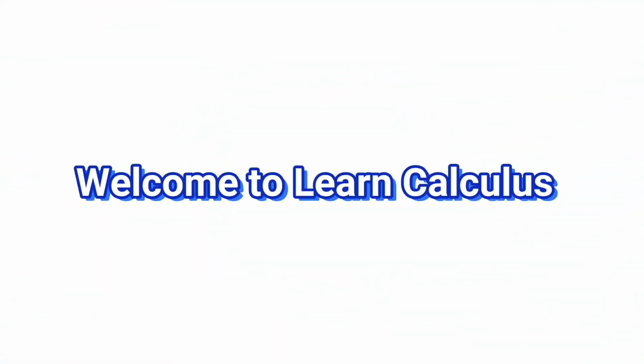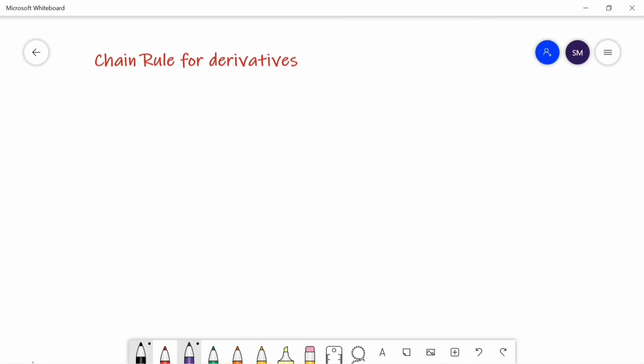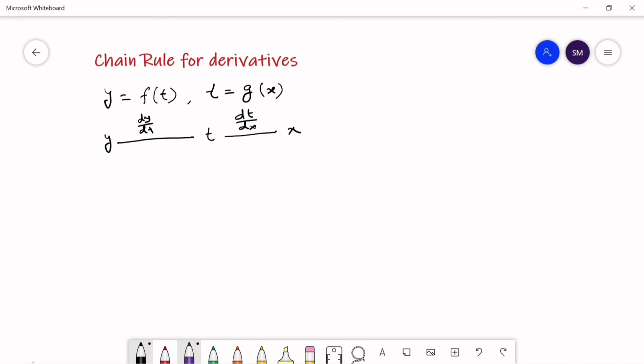In this tutorial, we are going to discuss the chain rule for derivatives. For applying the chain rule, we need to know about the composite function. y is equal to f of t and t is equal to g of x. So we have here the variable y, then t, then x. So this derivative is dy/dt, and this derivative is dt/dx.